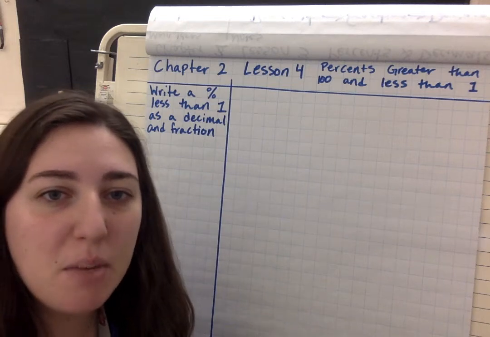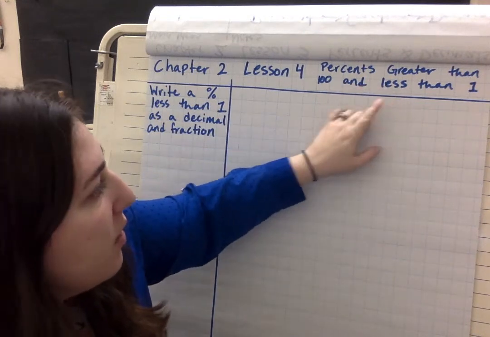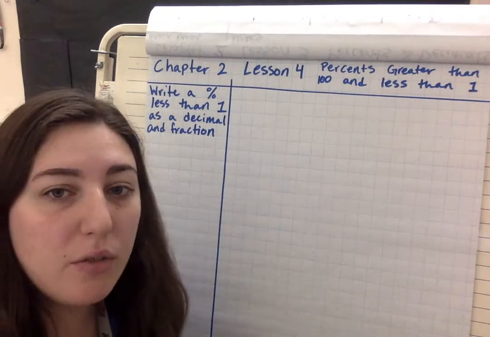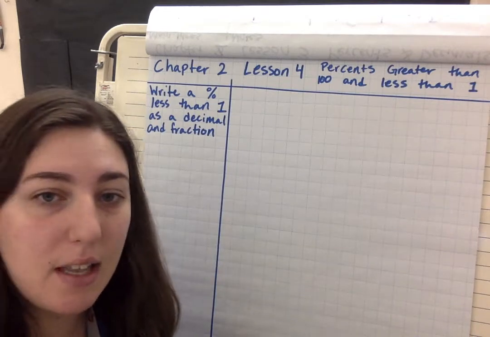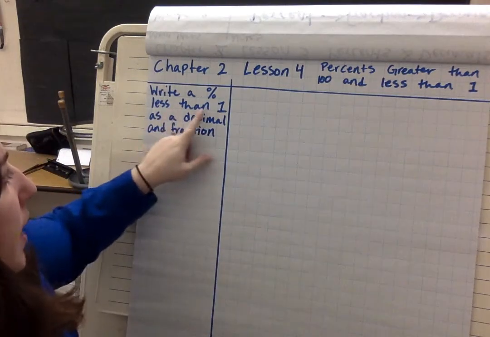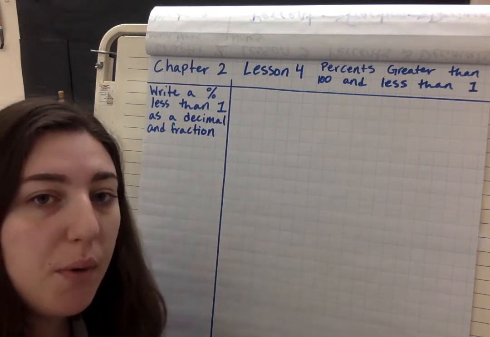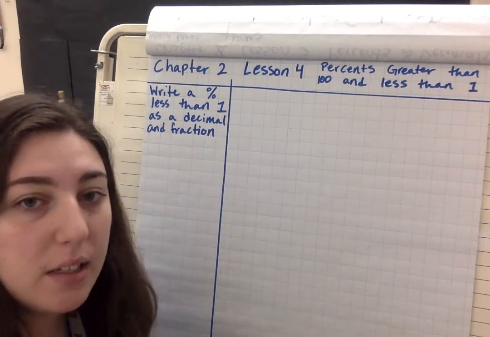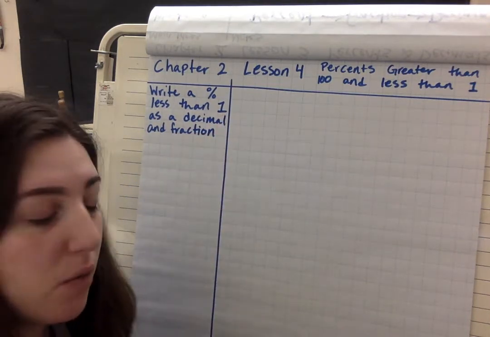Hey everybody, so today we're going to be learning from Chapter 2, Lesson 4. We're going to be learning how to turn percents greater than 100 and less than 1 into decimals and fractions and mixed numbers. Okay, so we're dealing with percents greater than 100 and percents less than 1. To get us started off, first thing we're going to do is learn how to write a percent less than 1 as a decimal and a fraction. This is like what we were doing in Lesson 3, turning percents into fractions, mixed numbers, and decimals. We're just dealing with numbers less than 1 and greater than 100.